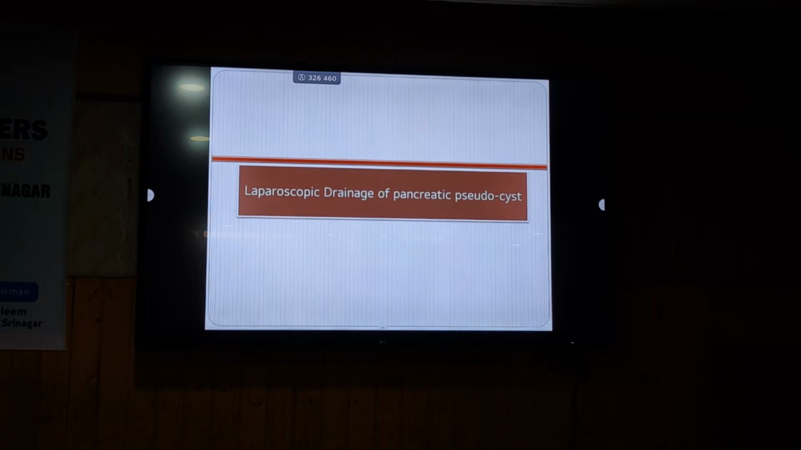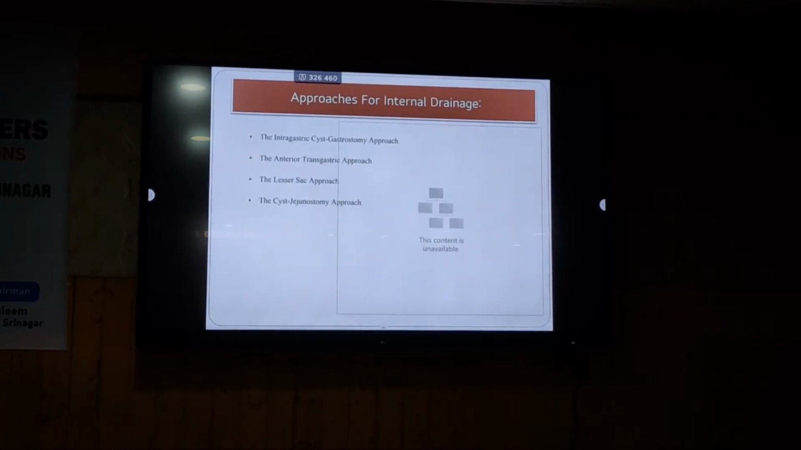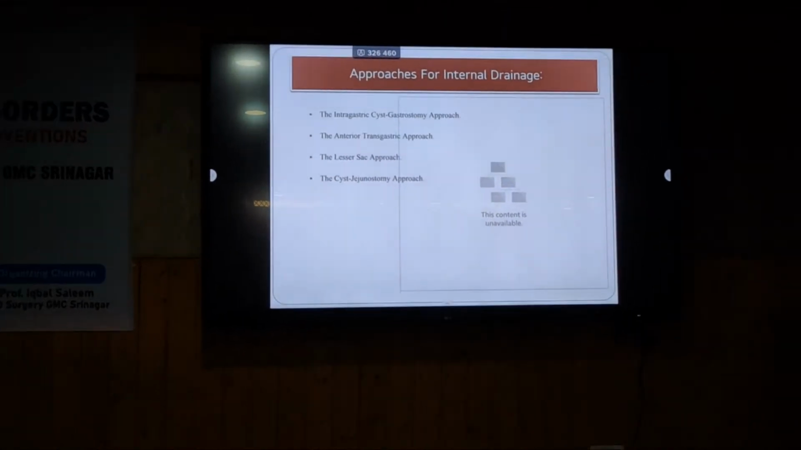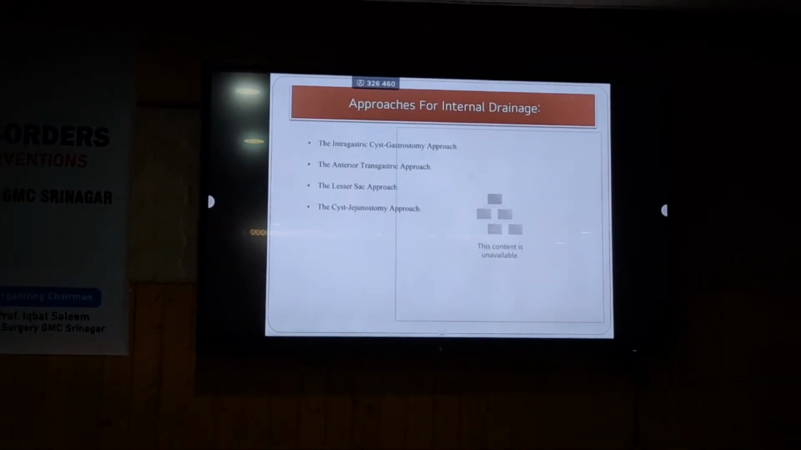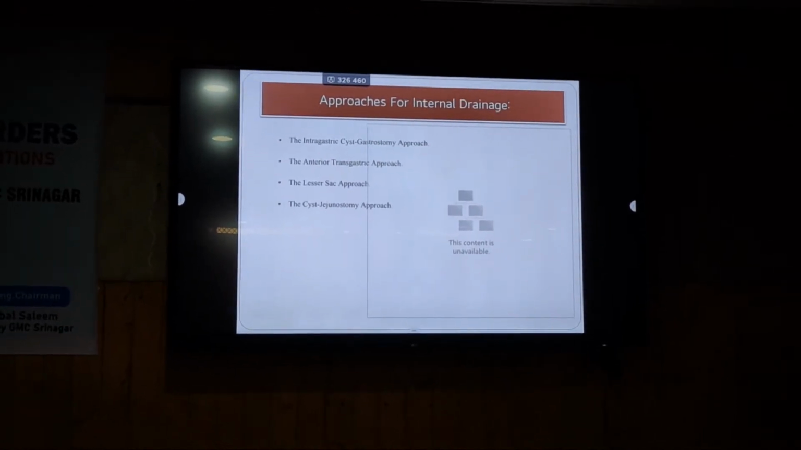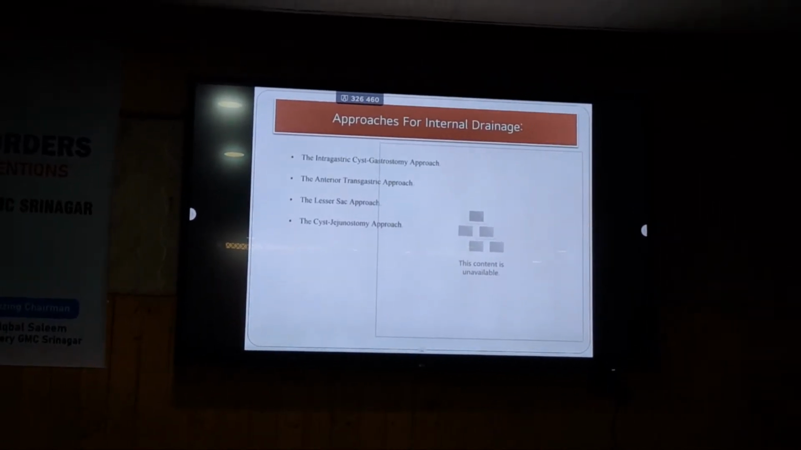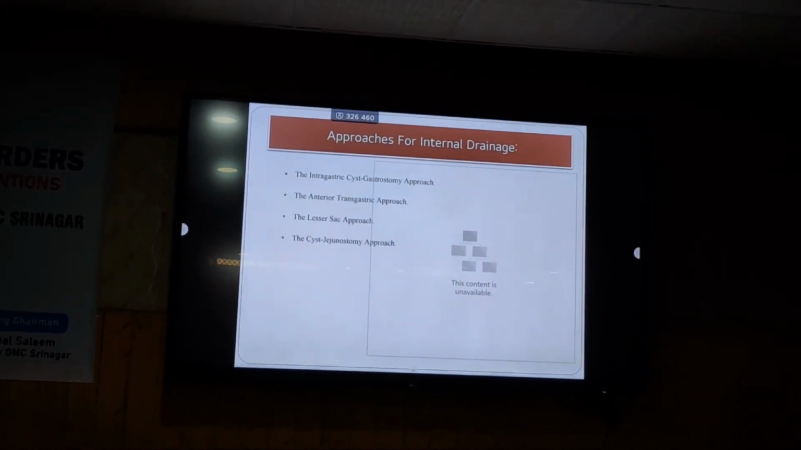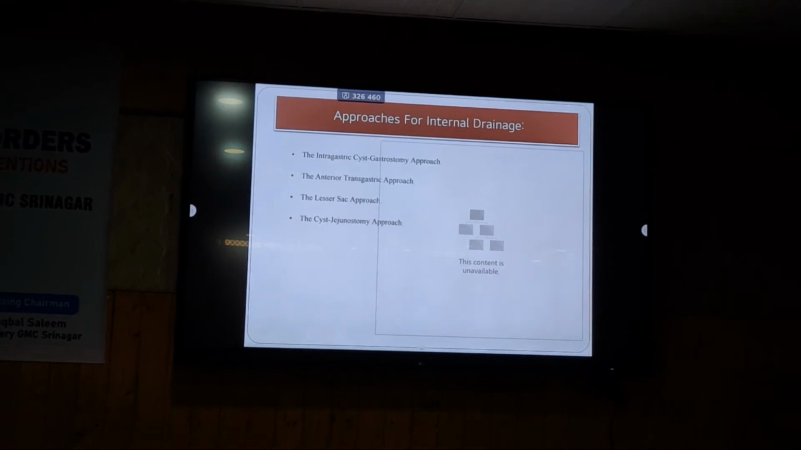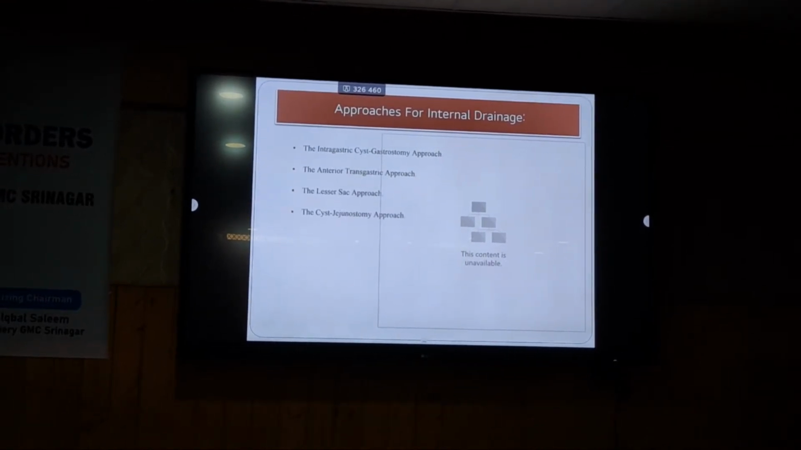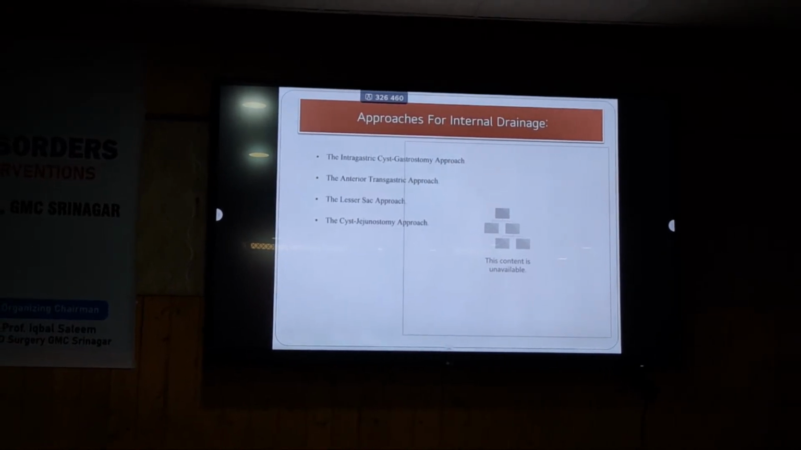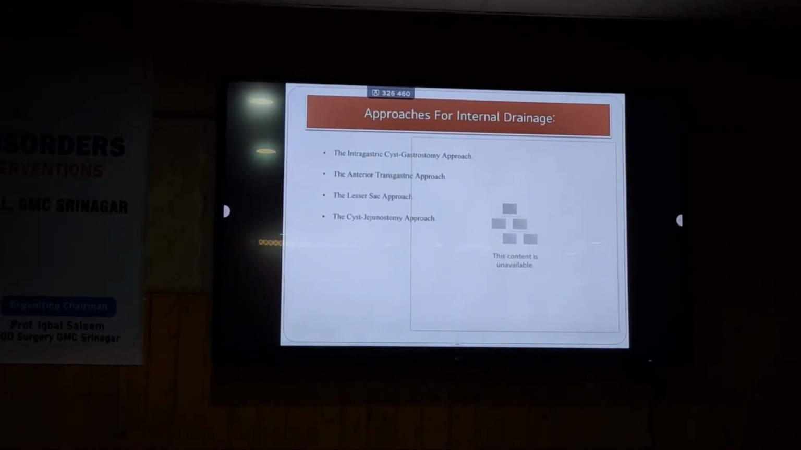In laparoscopic drainage of pancreatic pseudocyst, there are three ways. One is intragastric cystogastrostomy. Here, after creating pneumoperitoneum, pressure is usually maintained at 8 to 10 millimeters, and then ports are made through the stomach wall also. An intragastric tube is placed that insufflates the stomach. So 3 ports are made: 2 working ports for the surgeon, and 1 port for the camera.